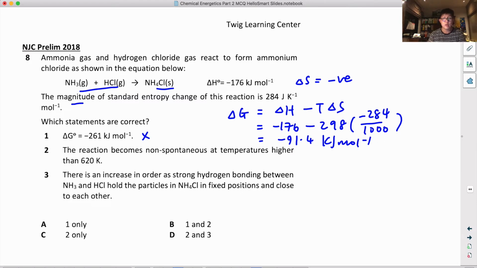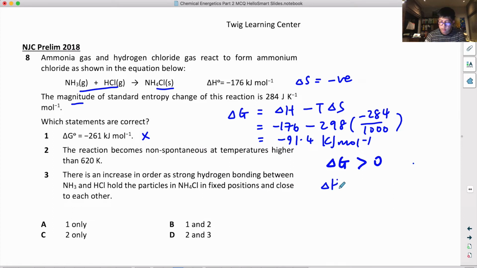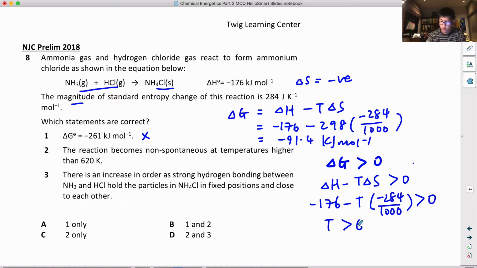Okay, let's look at 2. The reaction becomes non-spontaneous at temperatures higher than 620. So let's do some calculation here. To be non-spontaneous, change in G must be greater than 0. Which means change in H minus T change in S must be greater than 0. We plug in the values, minus 176 minus T, assuming the change in H and change in S don't change. You work it out, press your calculator, T must be greater than 620 Kelvin. So for the reaction to be non-spontaneous, the temperature must be more than 620. Yes, this is true.